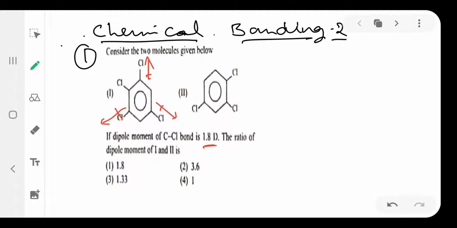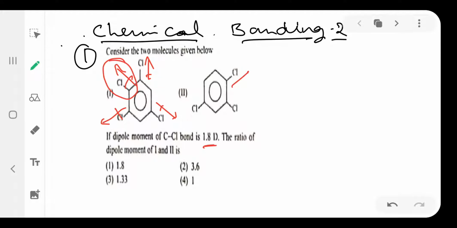Due to the symmetrical arrangement, the dipole moment of these three C-Cl bonds is 0. Understand what I say? These three C-Cl bonds are arranged symmetrically, so the net dipole moment of these three C-Cl bonds is 0. Then the dipole moment is due to only one C-Cl bond, that is this one.